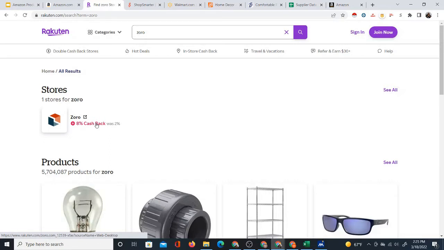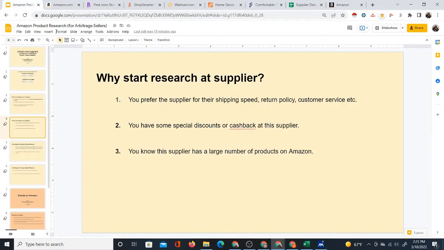And since it's 8% cash back right now, that might be a reason why you want to use Zorro specifically, right? So the discounts or the cash back that you might be able to get at the supplier is another reason to start at the supplier.